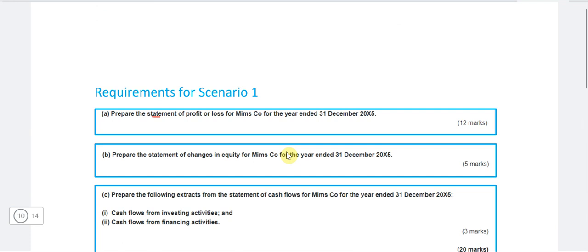Prepare the statement of profit or loss for MIMS company for the year ended 31st December 20x5. So you need to remember the year end, that the statement of profit or loss is relevant to 31st December 20x5, for 12 marks. And prepare the statement of changes in equity for MIMS company for the year ended 31st December 20x5. So this is for 5 marks.